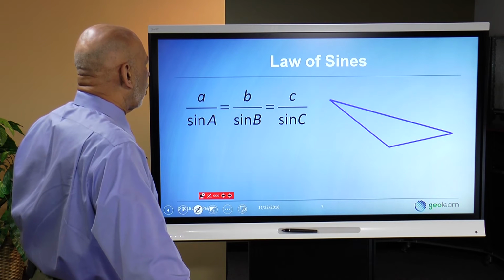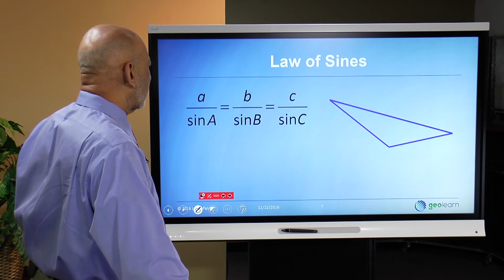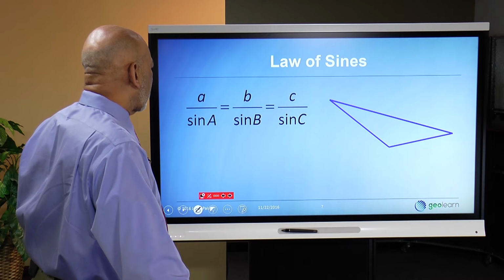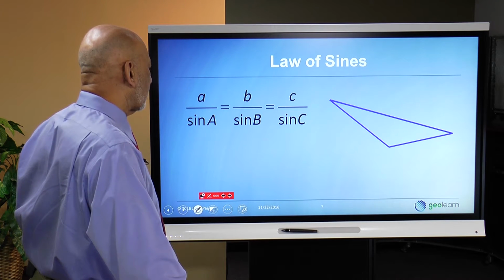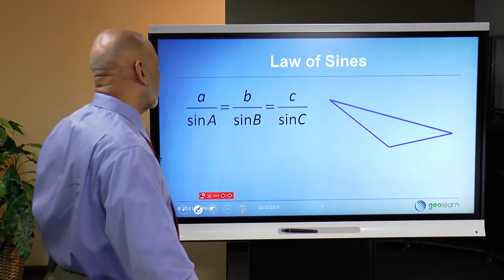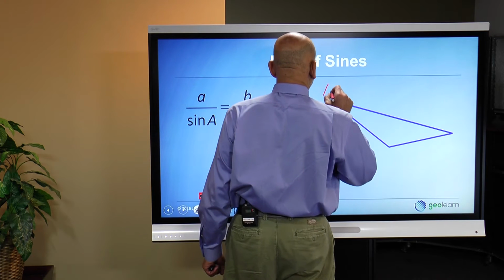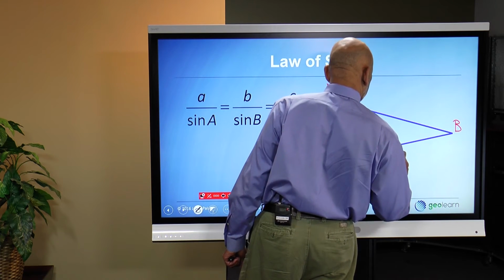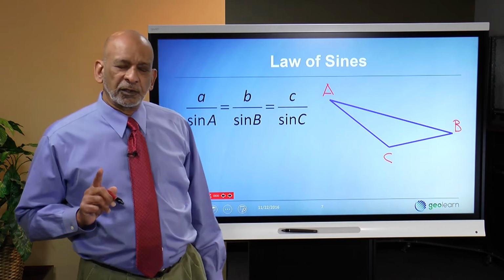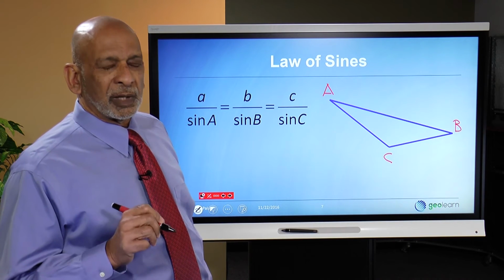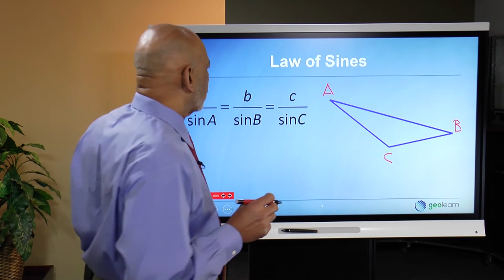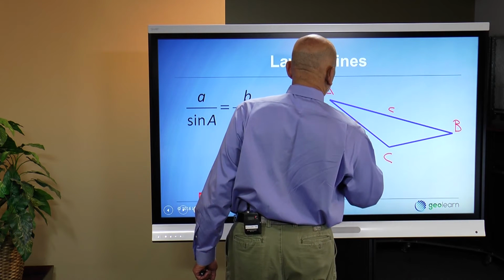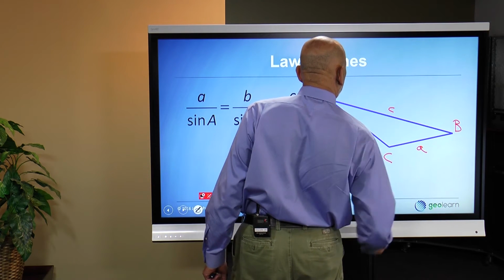We have a law called the law of sines, and it simply says that a divided by the sine of A is equal to the ratio b divided by the sine of B, which is equal in turn to c divided by the sine of C. So I can just label three angle points, A, B, and C. We always use capital letters for the angle points, and then we use lowercase letters opposite the angle points that are the same letter. So this would be side c, this would be side b, and this would be side a.